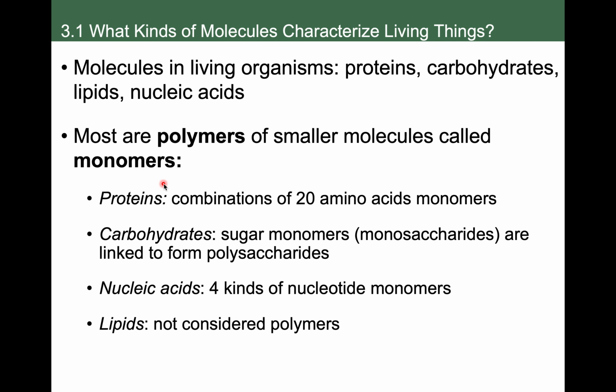All right, so again, we have these four main categories: proteins, carbohydrates, lipids, and nucleic acids. And most of these, with the exception of lipids, are what are considered polymers. And so polymers are large molecules made of repeating subunits called monomers.